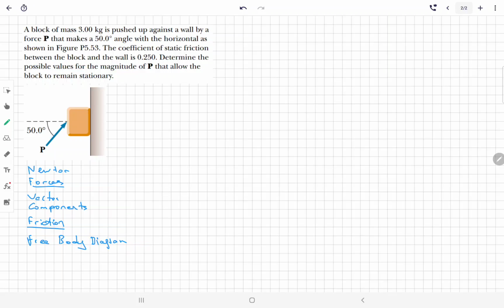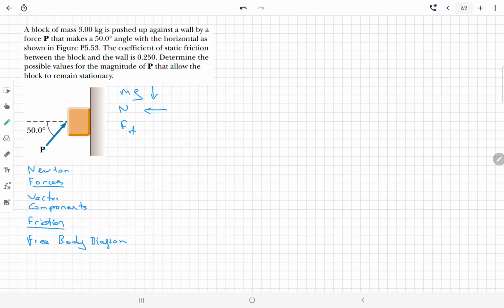More details. How many forces? What kind of forces do we have here? We have a weight, yes, downward. We have a contact force or reaction force. It's perpendicular and it's to the left. And we have a friction force. What about the direction of this friction force?